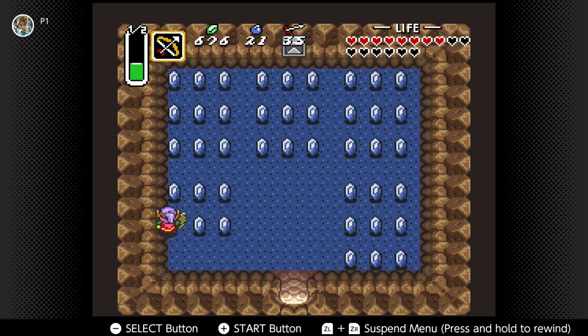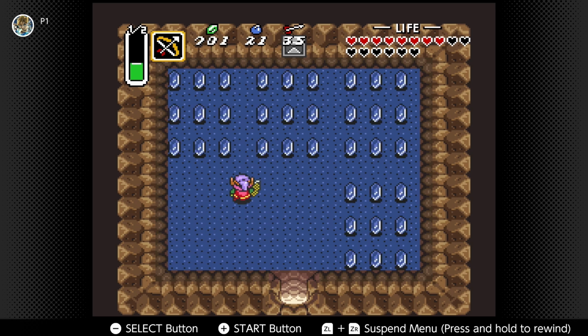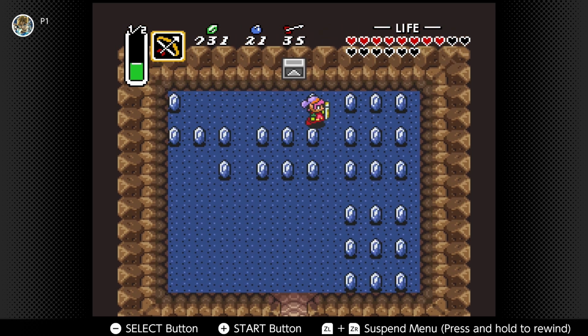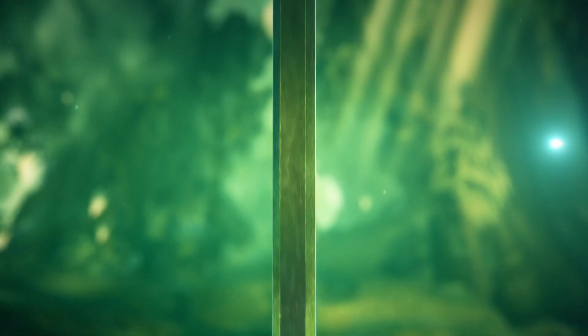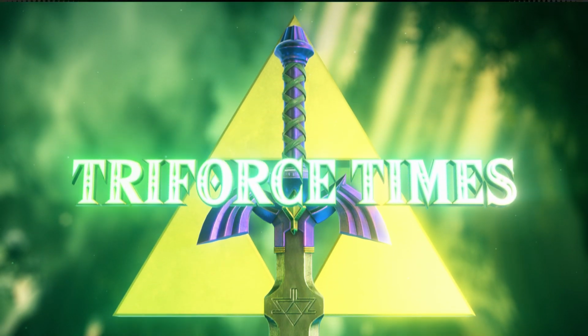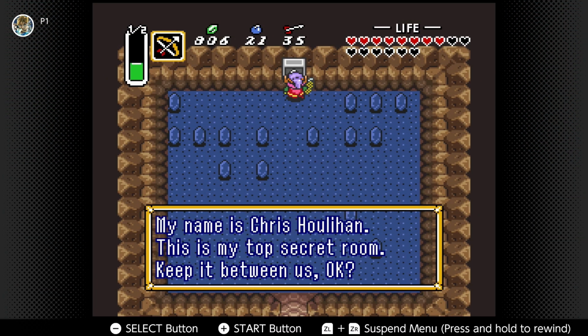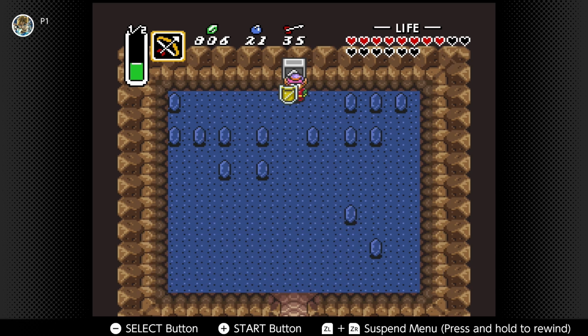The top secret Chris Houlihan Room appears in The Legend of Zelda: A Link to the Past. Yeah, many Zelda players found this by accident. Some try and find it specifically through speedrunning or glitches. But what is the story behind the Chris Houlihan Room? What is it? Who is Chris Houlihan? And is Chris Houlihan a real person?